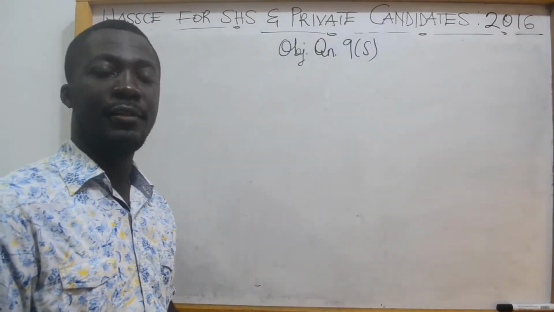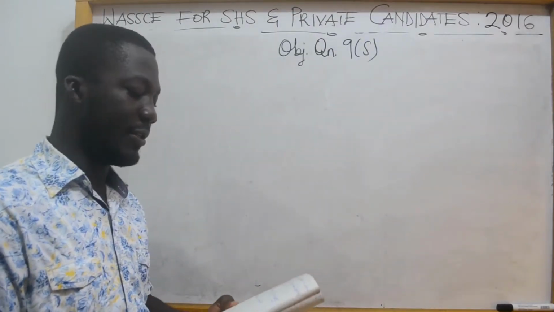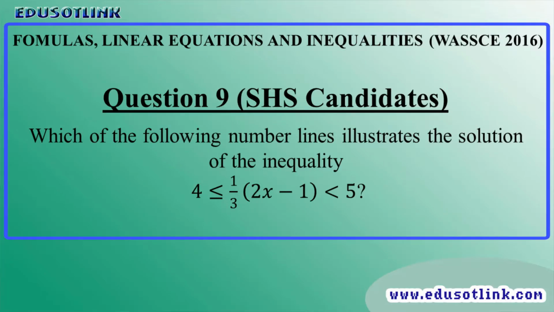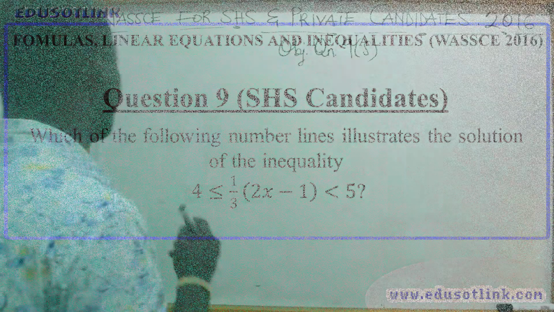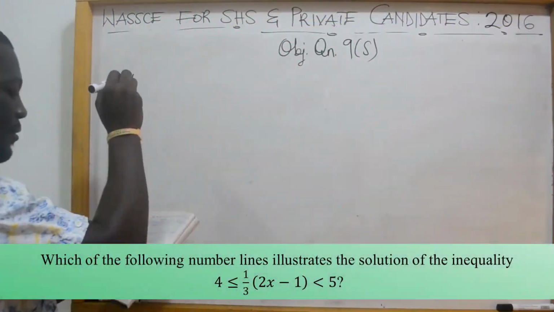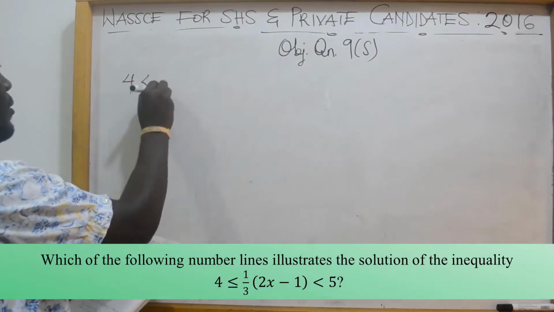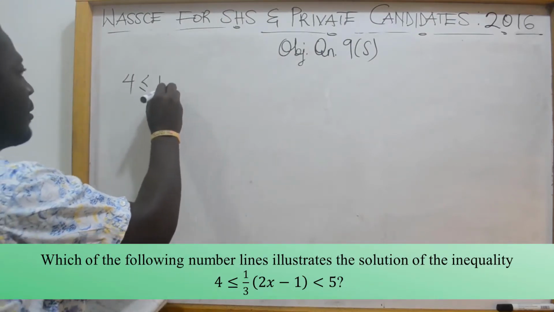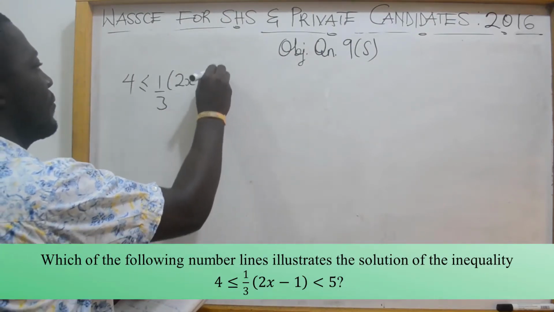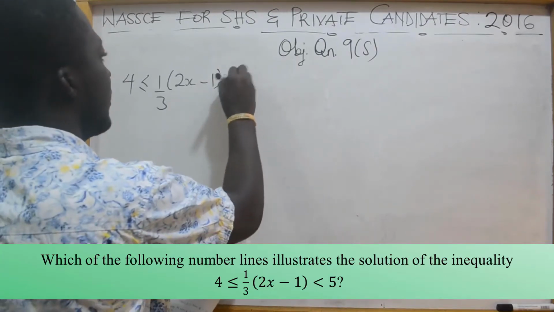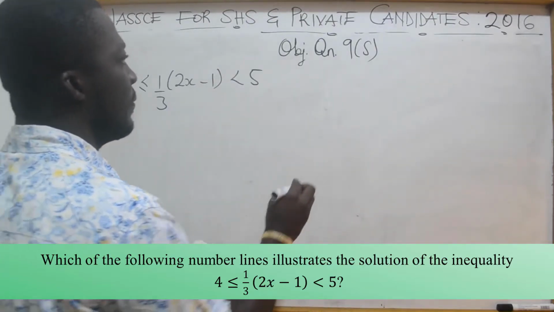Objective question 9 for senior high school candidates. It says, which of the following number lines illustrates the solution of the inequality 4 less or equal to 1/3 (2x minus 1) less than 5.